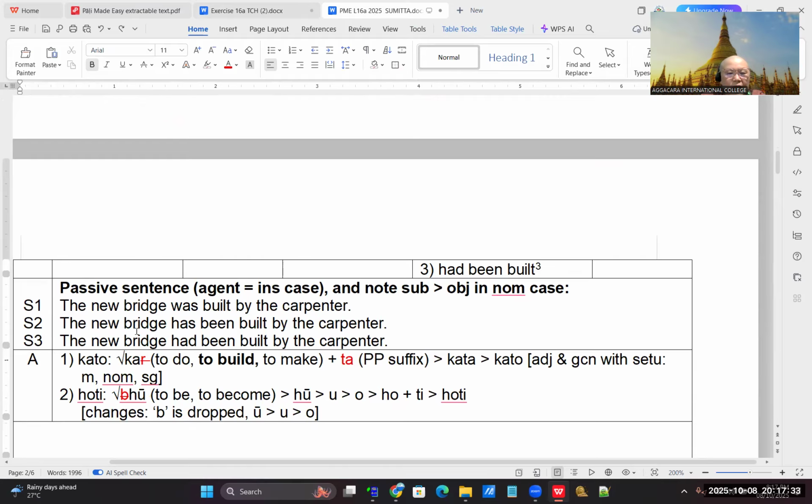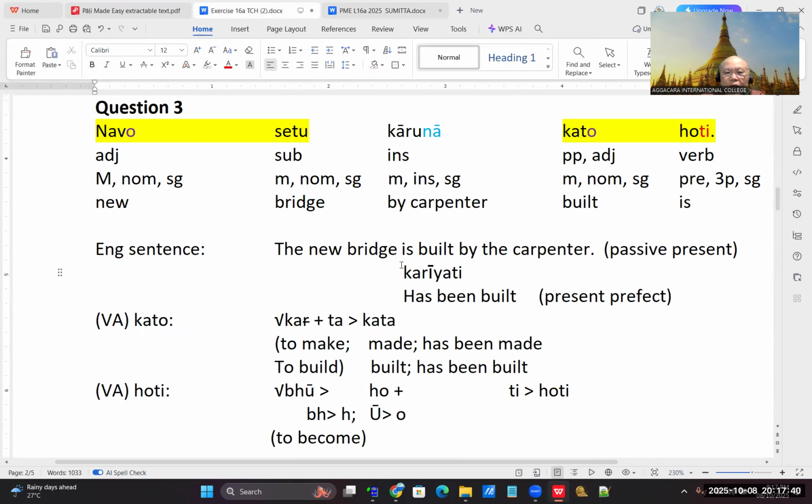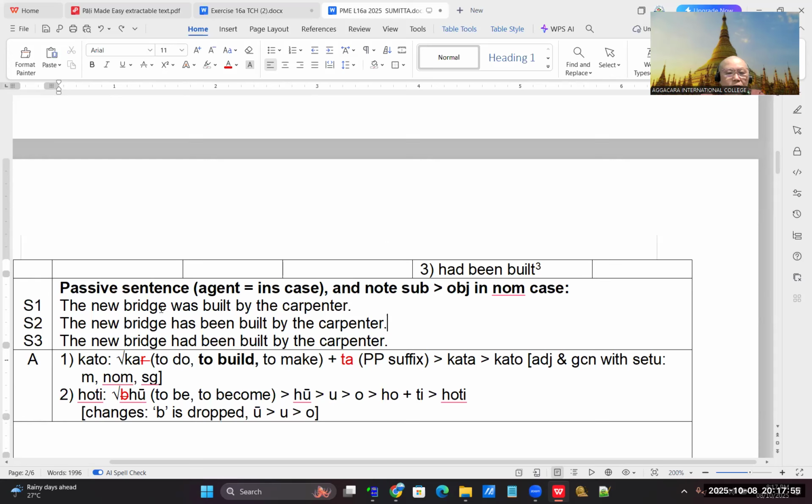Because it's a holiday, "has been built" should be the best way. The sentence number 2: the bridge has been built. The bridge has been built by the carpenter. That means my first one, I will cancel out. I got sentence 2, the new bridge has been built by the carpenter, or the new bridge had been built by the carpenter, which is the past perfect. Just use one only. Don't show three.